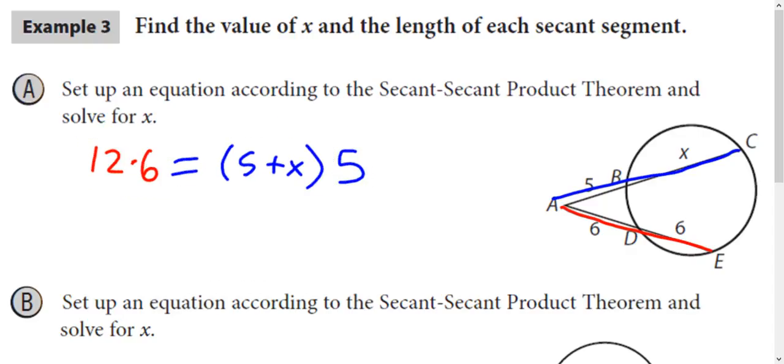So we have our equation. We just have to solve. So we're going to distribute. That's 25 plus 5x equals 6 times 12 is 72.